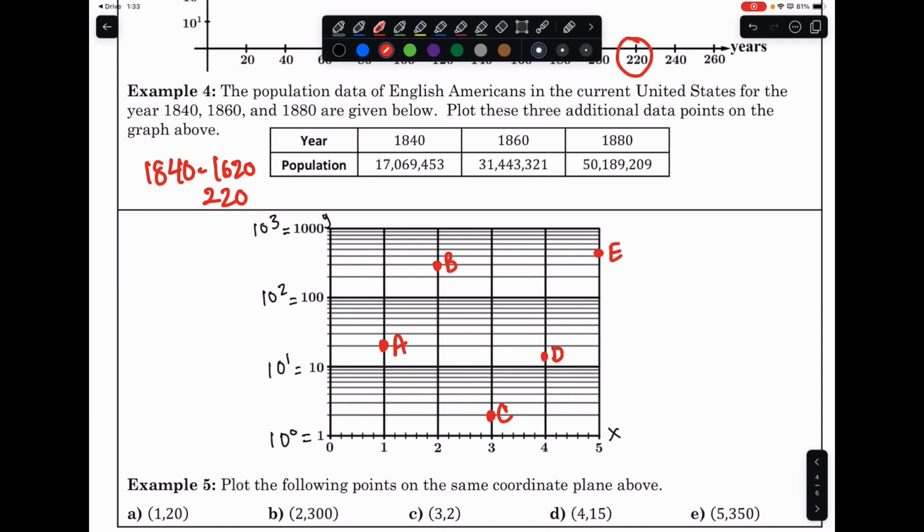So these are the coordinate points using this logarithmically scaled vertical axis.